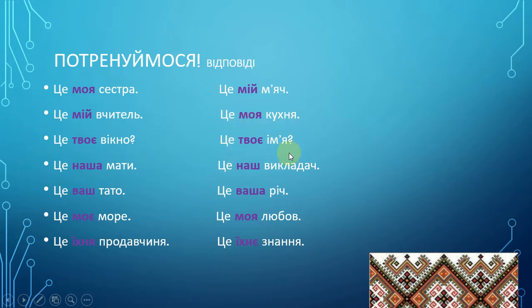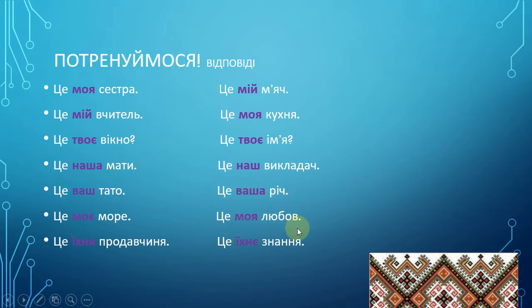Моя кухня. Це твоє ім'я. Is this your name? Ім'я. We know from the rule it's grammatical neuter, so we use here the form твоє, grammatical neuter of this pronoun. Це наш викладач, sorry. This is our teacher. Grammatical masculine, again like here, so we use the grammatical masculine pronoun наш. Це ваша річ. This is your thing. Річ in Ukrainian is grammatical feminine, so that's why we use this pronoun here.